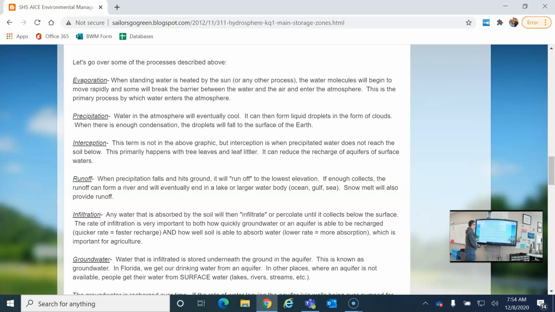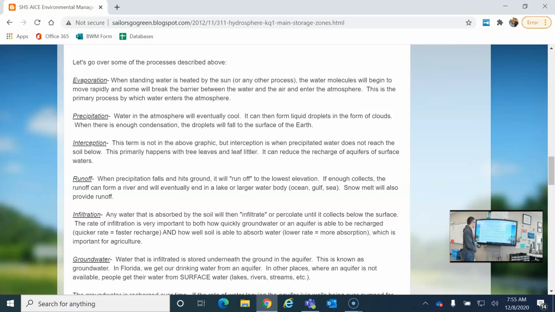This was not in the above graphic, but interception is on your syllabus. Think about a football game. Interception is where the defense catches the football before it can get to where it's going. So it's the same thing. Interception is where the plants intercept the water before it can hit the ground and absorb it. So it hits the leaves and it would never make it to the ground.